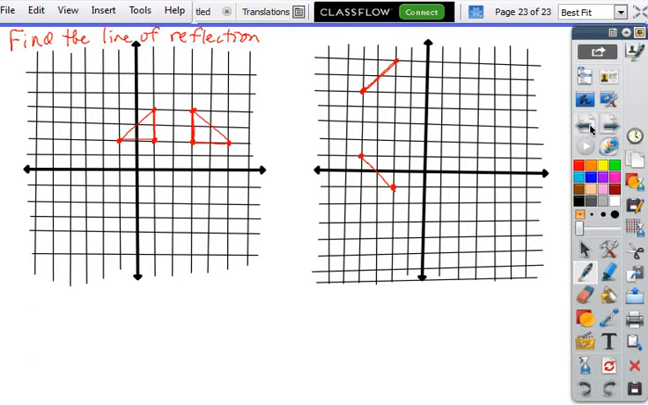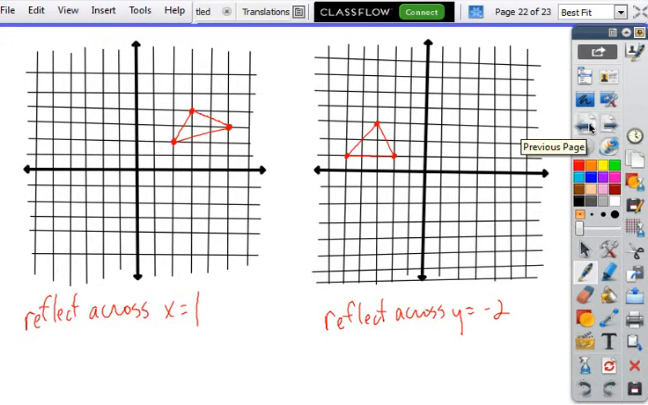let me go back. It says reflect across x equals 1. First thing you got to understand, what is x equals 1? What kind of line is x equals 1? A vertical line. Vertical, horizontal, that's what I need. My bad. X equals 1 is right there. X equals is vertical. Y equals is horizontal.